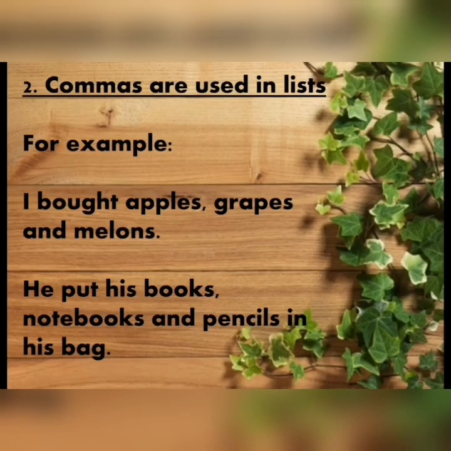Second, commas are used in lists. Like you are talking about more than one thing, so it makes a list. So when you are writing all the things included in that list, we use commas. For example, I bought apples, comma, grapes and melons. He put his books, comma, notebooks and pencils. Like here are 3 things. So we put a comma between books and notebooks, and we didn't use another comma before and because there is and, the conjunction. So we don't need one more.